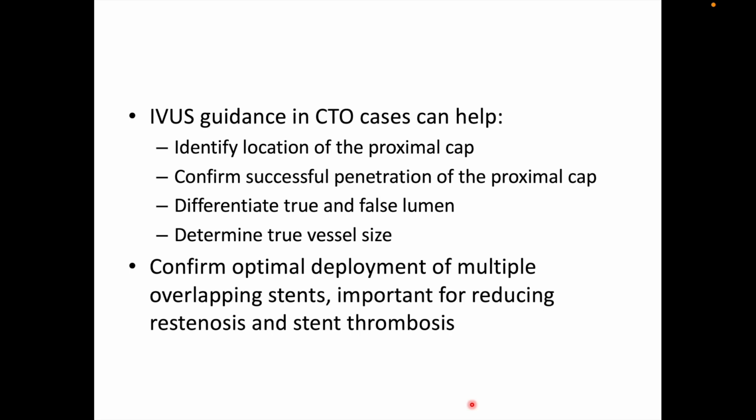IVUS guidance in CTO cases can help identify location of the proximal cap, confirm successful penetration of the proximal cap, differentiate true and false lumens, determine the true vessel size, and then most importantly confirm optimal deployment of multiple overlapping stents, which is important for reducing restenosis and stent thrombosis. So IVUS guidance has a lot of role in CTO PCI.